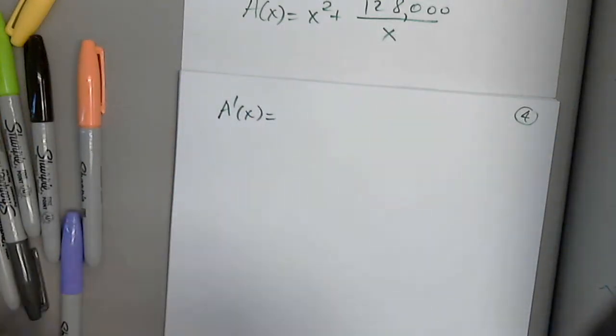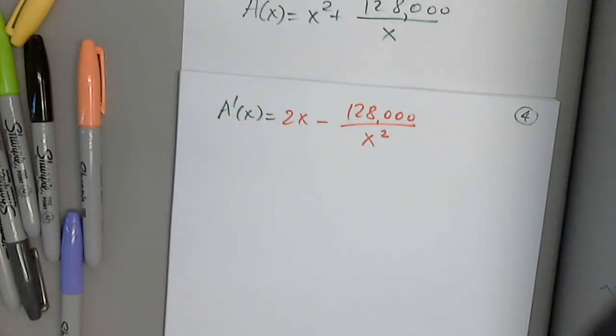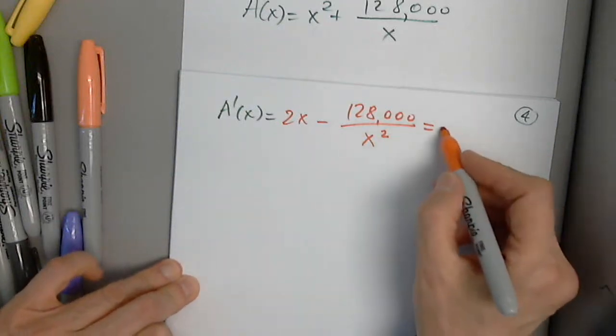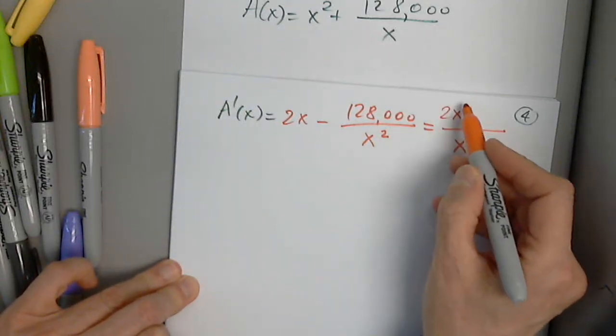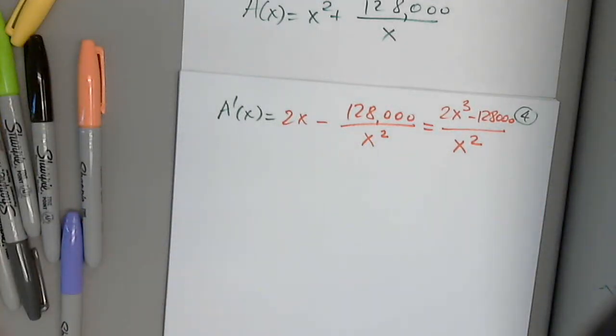Excellent. Well done. So I have 2x minus 128,000 over x squared. That's why I kindly asked you a long time ago to remember that the derivative of 1 over x is minus 1 over x squared. Because it's very common. So I find the least common denominator to be x squared, so this is 2x cubed minus 128,000. I have to do that because I need to solve the equation A prime being 0. So I have to combine this. So I have 2x cubed minus 128,000 over x squared. And now I set this equal to 0.